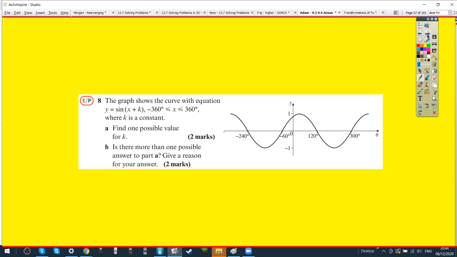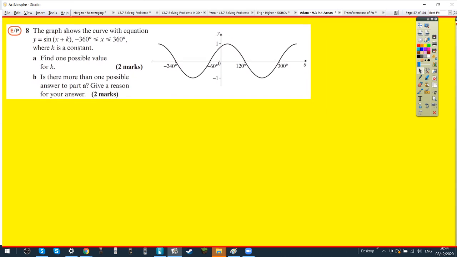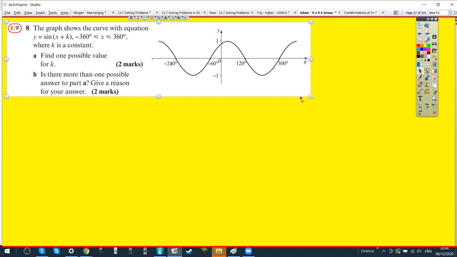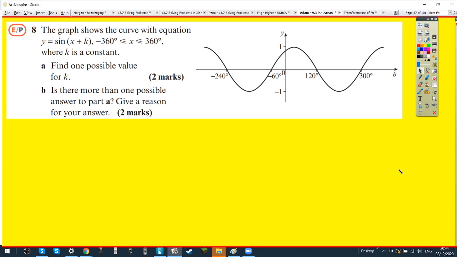Not doing that yet. What's this thing? The graph shows the curve with equation y equals sine x plus k. Okay. What would be k? Don't know. Sine graph. A sine graph usually looks like that. So it usually crosses at 180. Yeah. It's now crossing at 120.